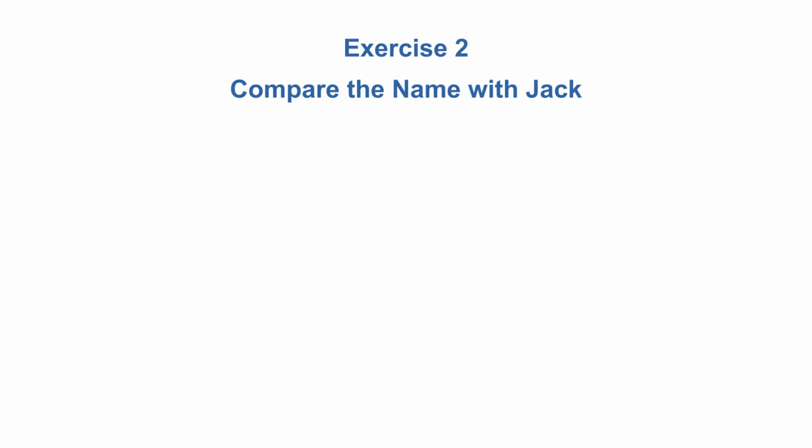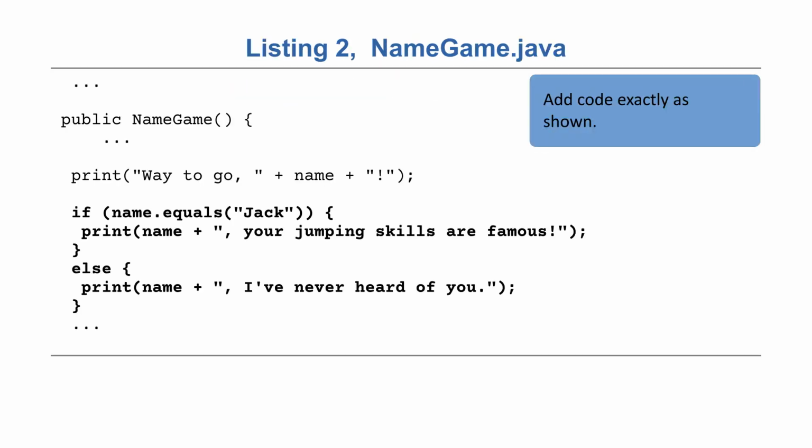Exercise 2. Compare the name with Jack. Add code exactly as shown. Run it by entering the name Jack. What happened? It should have printed, Jack, your jumping skills are famous. Run it again, this time entering a different name. What happened? It should have printed the new name and say, I've never heard of you.